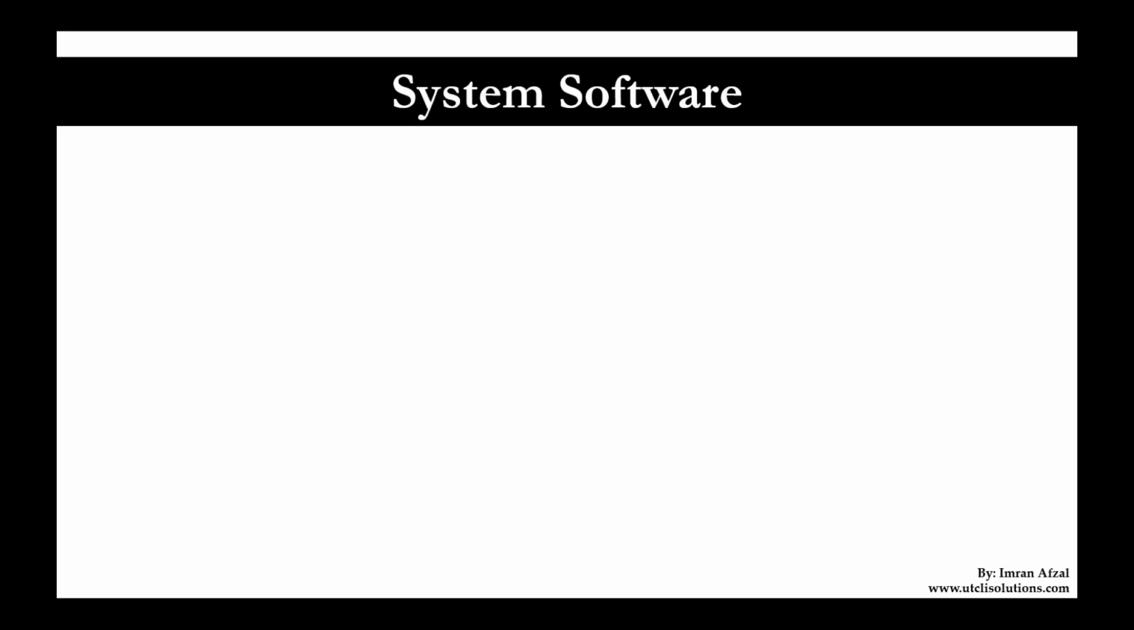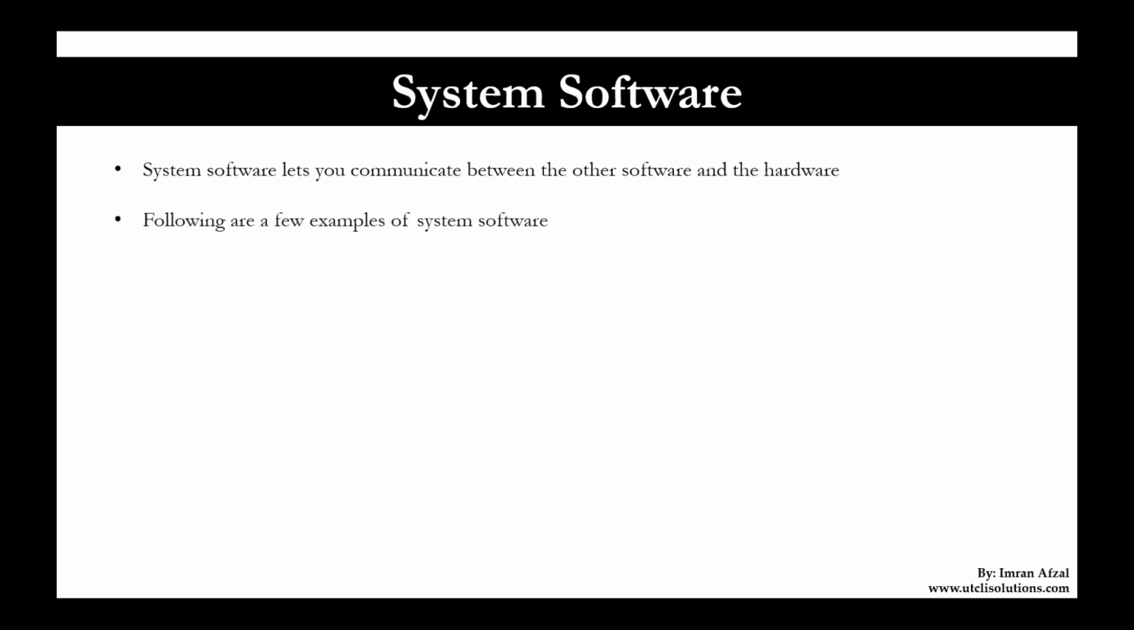Hello, in this video we are going to talk about the very first type of software, and that is the basic system software, a software that you need to run on your computer in order to manage your computer. So system software lets you communicate between the other software and the hardware. Following are a few examples of system software, and we'll go over them one by one because there are additional or sub software of a system software. And the very first one we all know is the operating system.